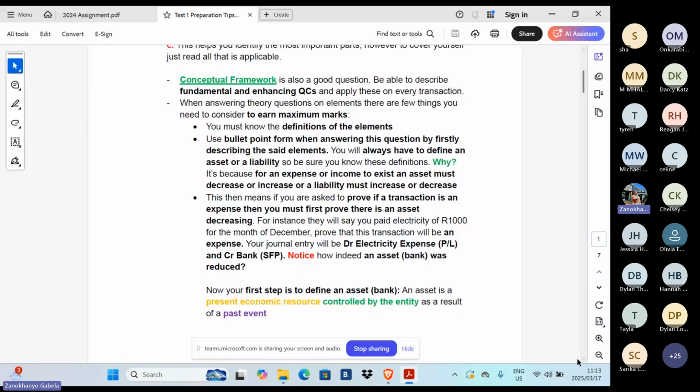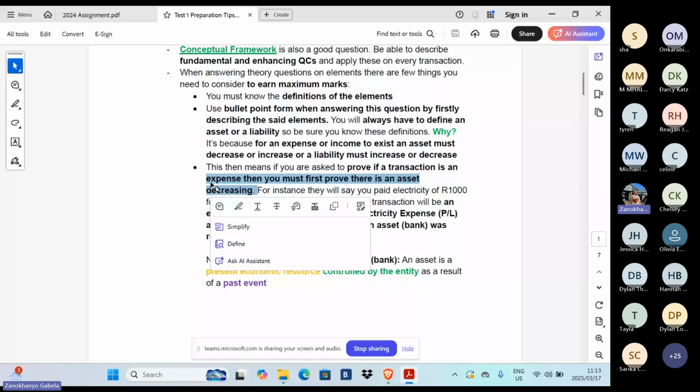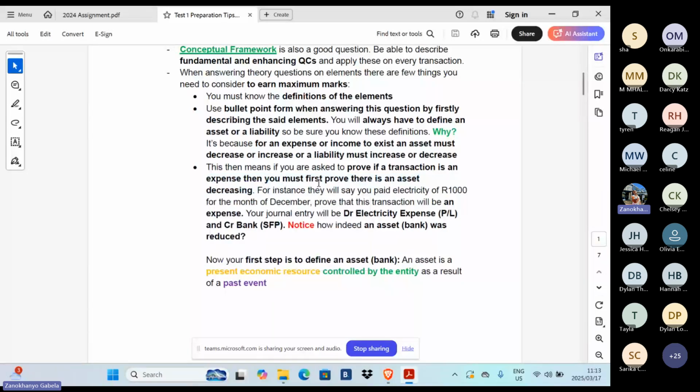Now let's dive into an example. This means that if you are asked to prove if a transaction is an expense, then you must first prove there is an asset decreasing. I hope you are underlining this part as well. So if you are asked to define an expense, that means first you must prove there will be an asset that is decreasing or a liability that is increasing. Because remember, the very definition of an income or an expense says that an expense exists when an asset is decreasing or a liability is increasing, as long as they don't increase because of equity participants.